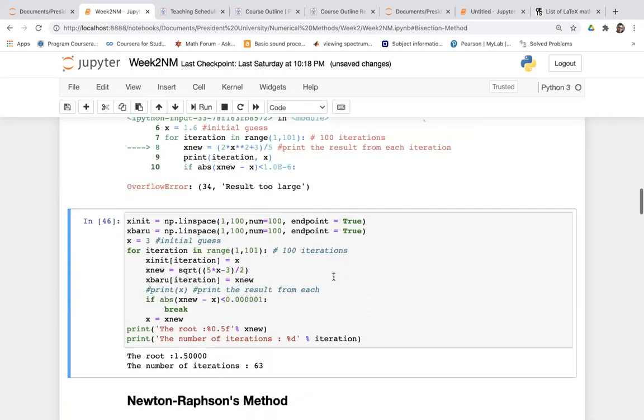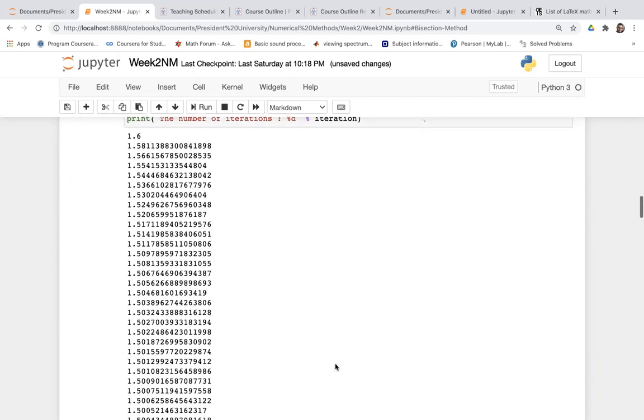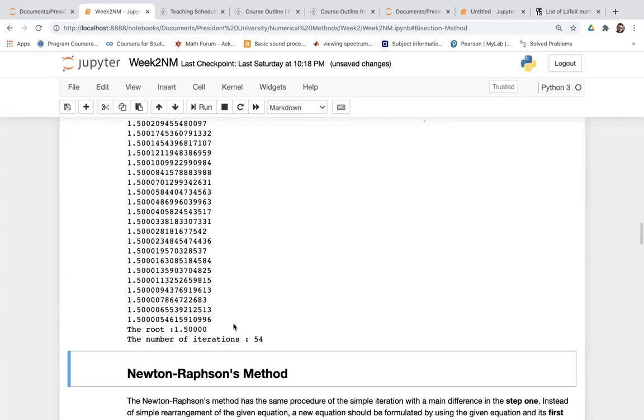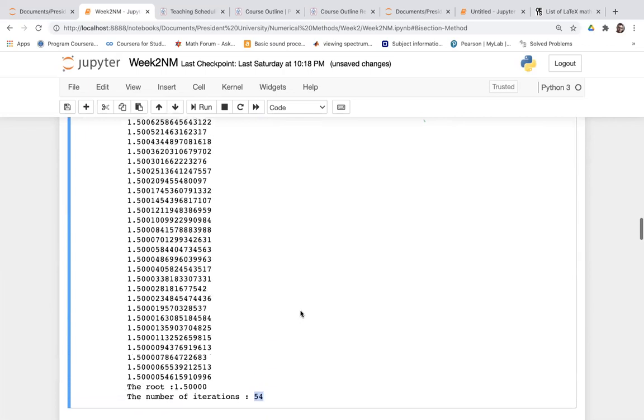Now I'm using the same procedure with the initial guess, or I will put initial 1.6. Let's see, and print the result. Okay, look at this. The result is 1.5 after 54 iterations.